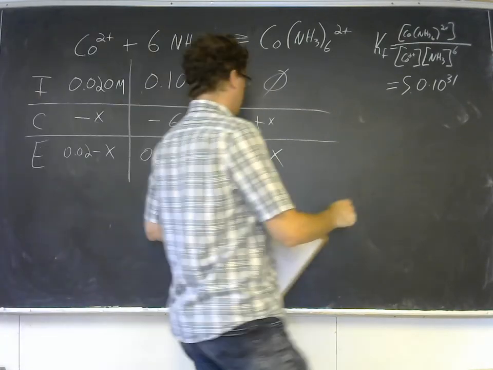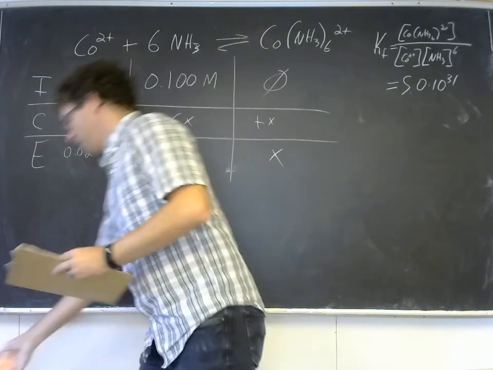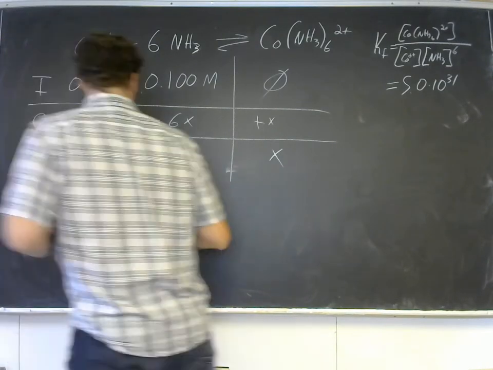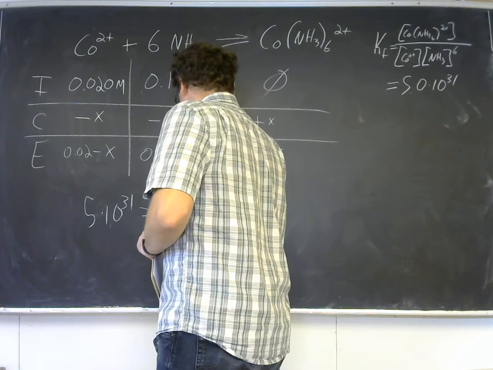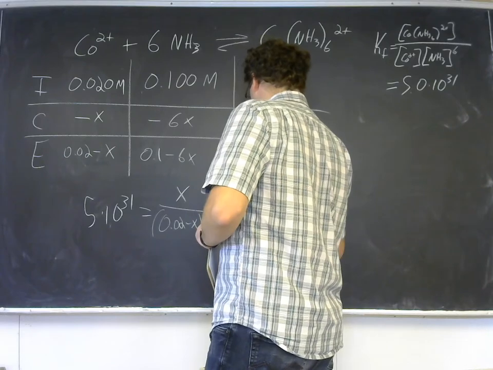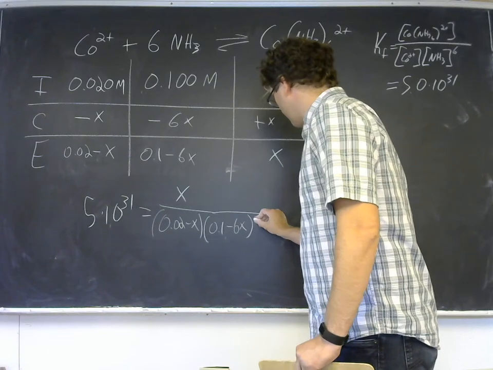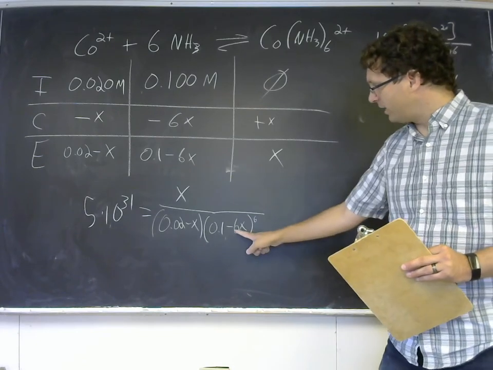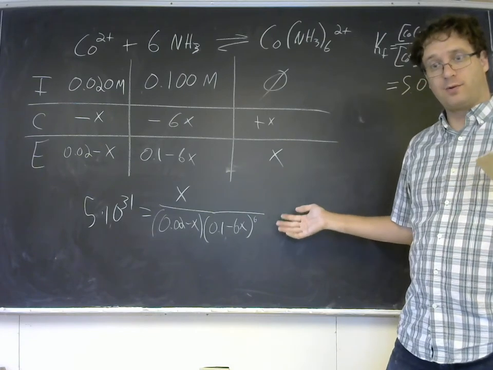And so we'll get, maybe I'll do it down here, 5 times 10 to the positive 31st is equal to x over 0.02 minus x times 0.1 minus 6x, and that is raised to the 6th power. Now ordinarily at this point we say x is probably a small value, so I can ignore it here, and that would make everything really simple and easy to solve.